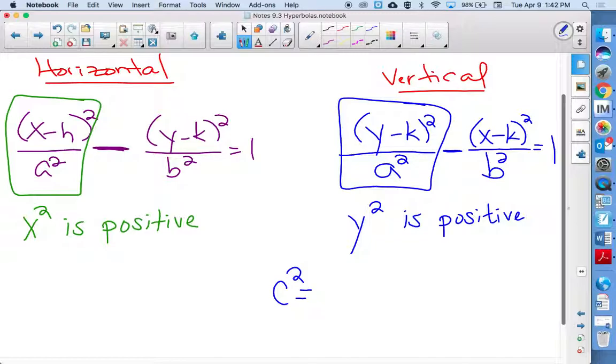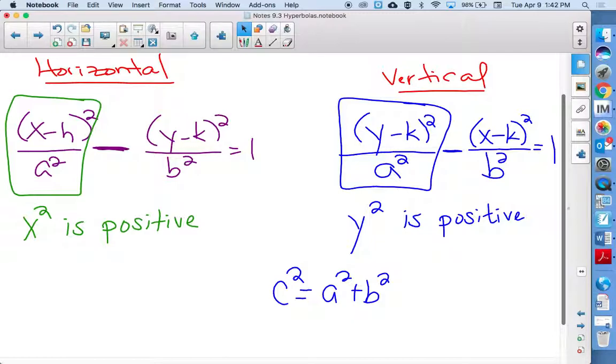Because the foci are the furthest, Brandon, it has to be a squared plus b squared. And that gets them then outside of the vertices instead of inside the vertices.